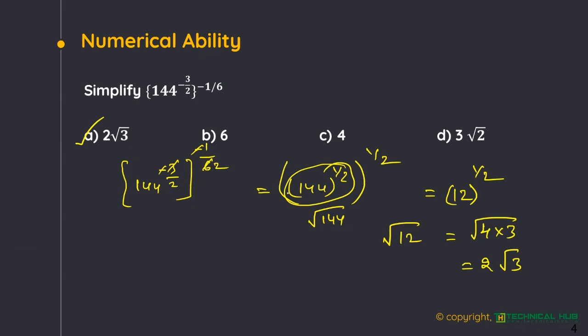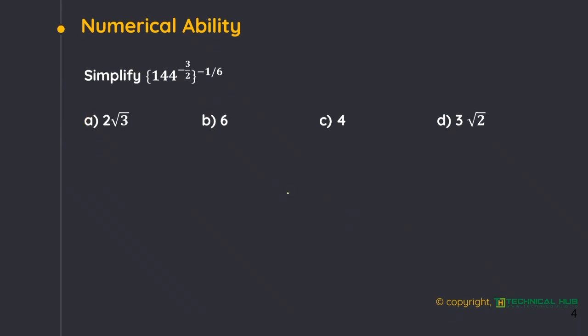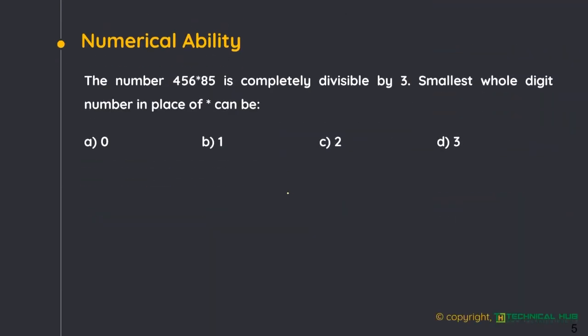Next question. The number 456*85 is completely divisible by 3. Here the number is 4, 5, 6 and the star, 8, 5. This number is exactly divisible by 3. Now the question is, what is the smallest single-digit number in place of the star?